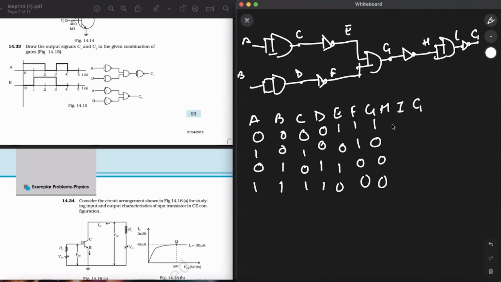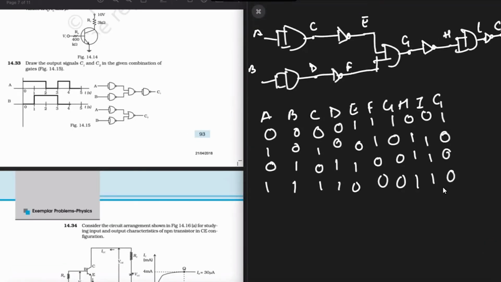So H is just the not of G. It will be 0 1 1 1. Now I, what is I? I is the end of H. So 0 it will be 0, and rest it will be 1. And finally 0 0. Alright, simple graph.